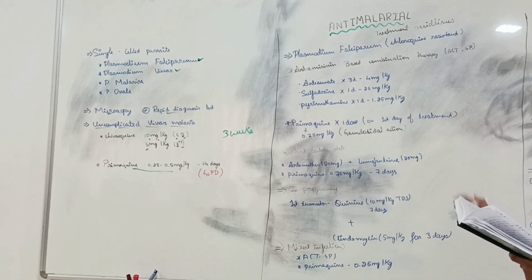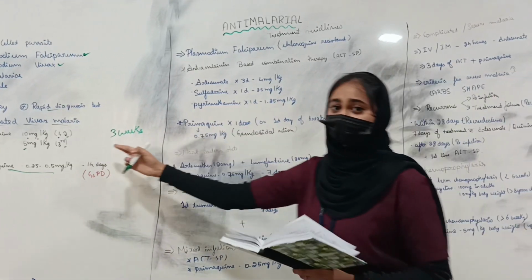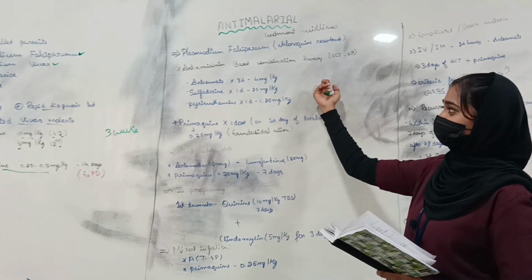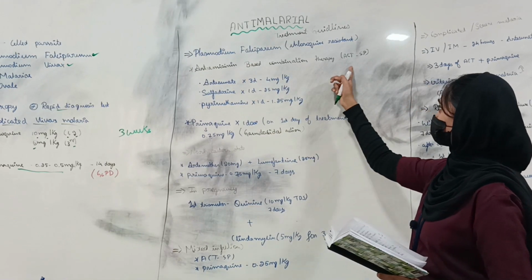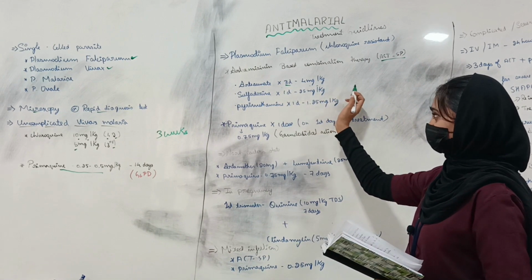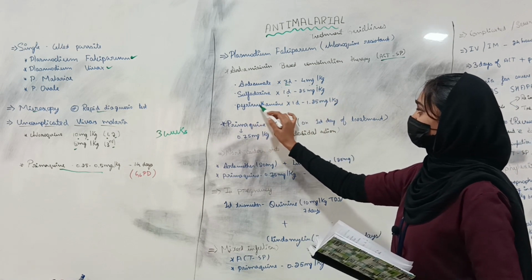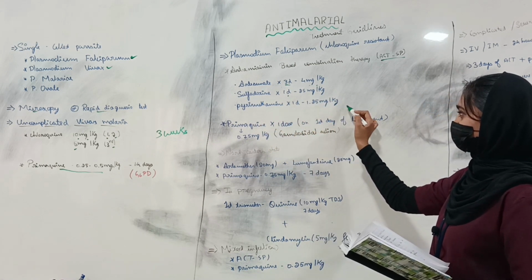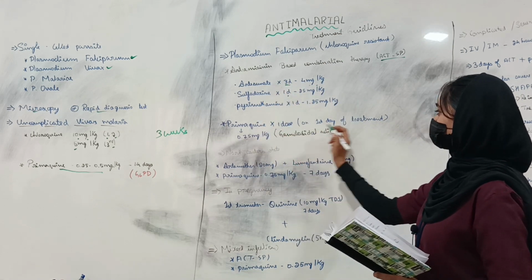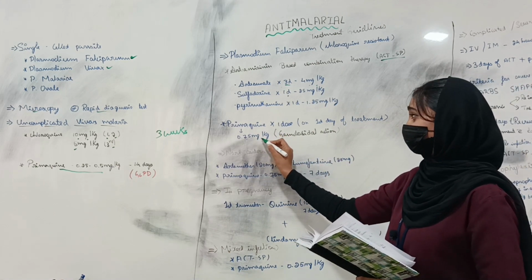Next one is Plasmodium falciparum. This is chloroquine resistant, so we are not using chloroquine here. In Plasmodium falciparum, you are using artesunate based combination therapy, that is ACT-SP. Artesunate for 3 days, 4 mg per kg. Sulfadoxine for 1 day, 25 mg per kg. Pyrimethamine for 1 day, 1.25 mg per kg. Along with this combination, you are using Primaquine, 1 dose on the first day of the treatment, that is 0.75 mg per kg.